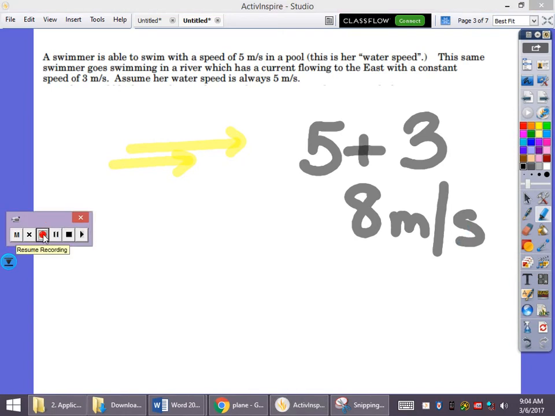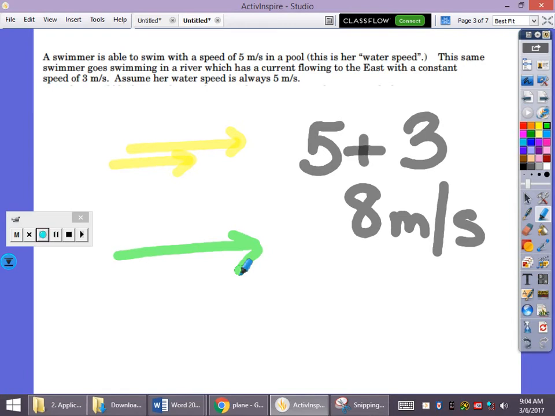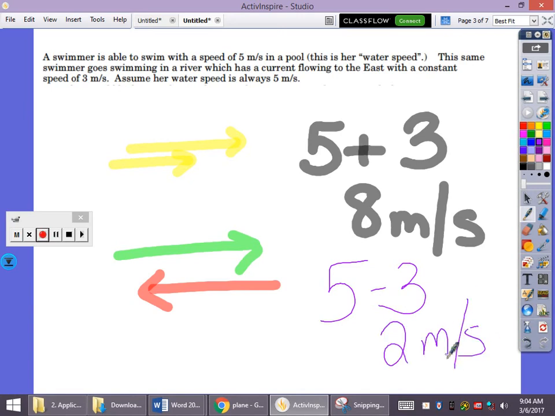Okay? Now, question B says that the swimmer is swimming east, right? And the current is going west. So is that helping or hindering? Hindering. So that's going to be subtraction. And also because they're going in opposite directions, right? 5 minus 3, which gives me 2 meters per second. Now, if you did 3 minus 5, that's fine. You would have gotten negative 2, but speed is never negative, so you would have just said the speed was 2. Okay? Speed is always that absolute value. Okay, good.